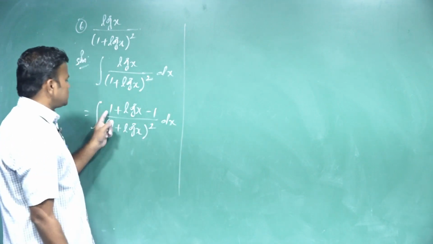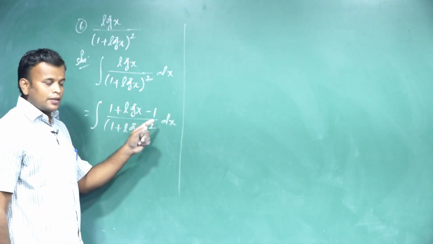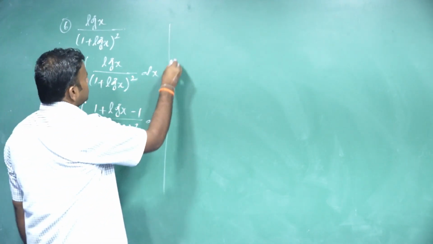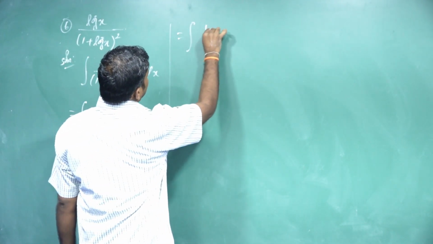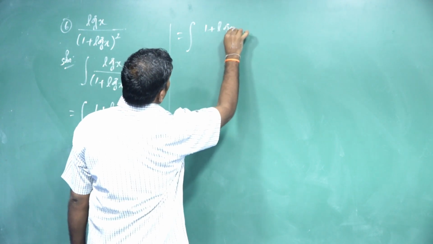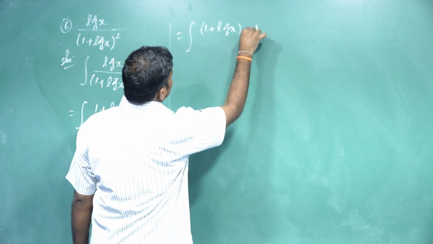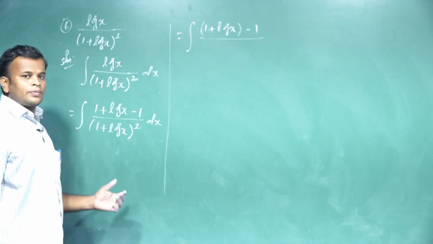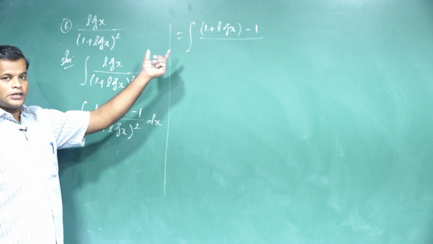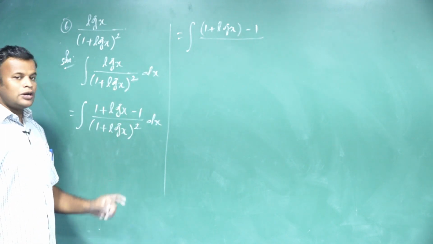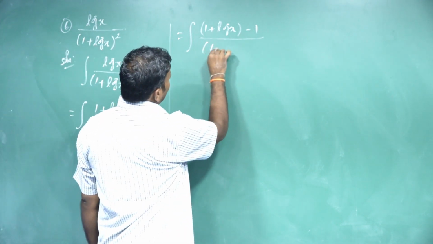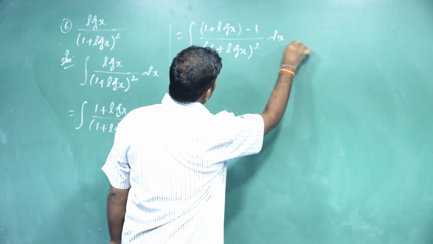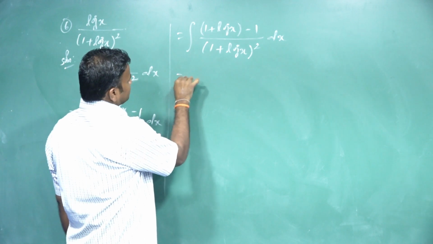Next, the denominator is 1 plus log x. So for this purpose, I split first of all. 1 plus log x, I consider as a single term. Minus 1 is an odd term. I consider the sum of two terms as a single term. Minus 1 is the odd term, divided by 1 plus log x the whole square into dx.